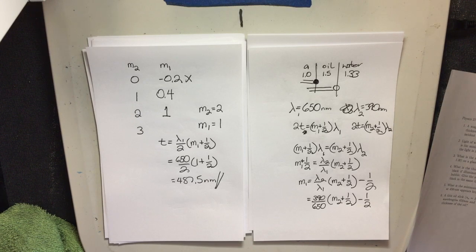The moment I found that I had integers of m2 equals 2 and m1 equals 1, I solved for thickness using any of the thickness equations. I could use lambda 1, m1, or lambda 2, m2; you would get the same answer.